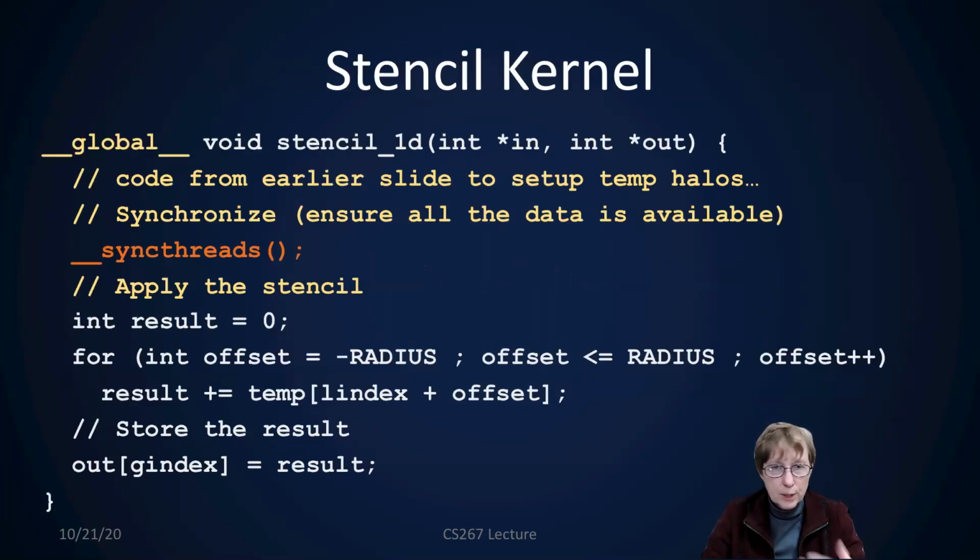So here's the corrected code now. Again, I haven't shown you the code from the first slide, which was allocating the temporary array and filling in the halo region. But after that code runs, we just put in sync threads, and then we can go and do the computation. This causes all the threads to wait until temp has been fully initialized.